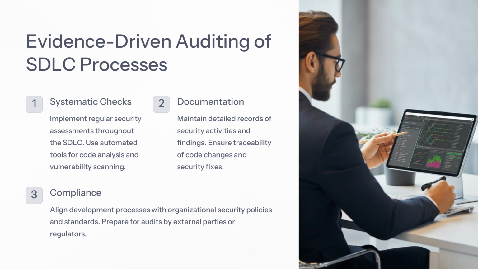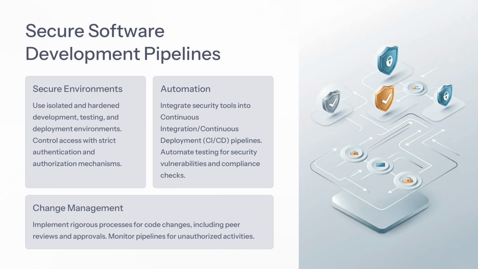By following these practices, you can enhance the security posture of your software development processes significantly. In this slide, we focus on establishing secure software development pipelines. Ensuring the security of these pipelines begins with creating isolated and hardened environments for development, testing, and deployment. This means limiting access through robust authentication and authorization mechanisms to protect the integrity of your workspaces.